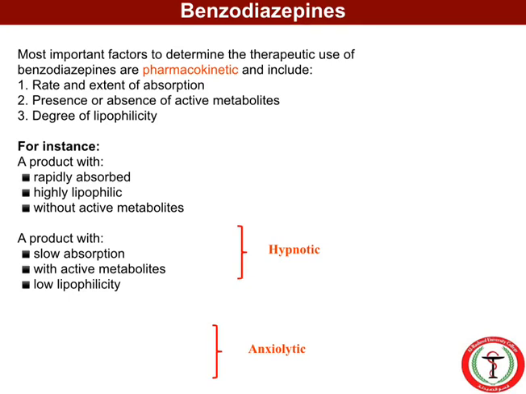In terms of pharmacokinetics, actually the rate of absorption, the existence of active metabolites, and the lipophilicity are important factors in determining the therapeutic uses of benzodiazepines. For example, a lipophilic agent with rapid absorption and lack of active metabolites can be used as a hypnotic, while the agent with the opposite characteristics is used as an anxiolytic agent.